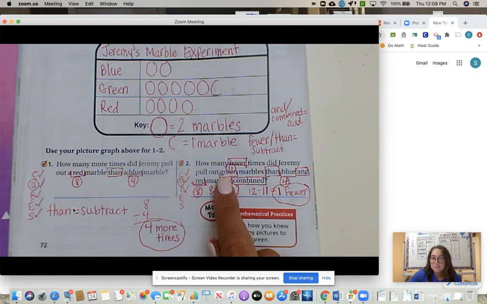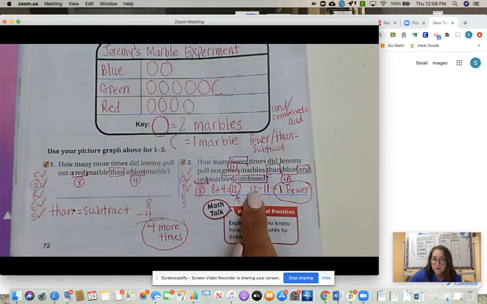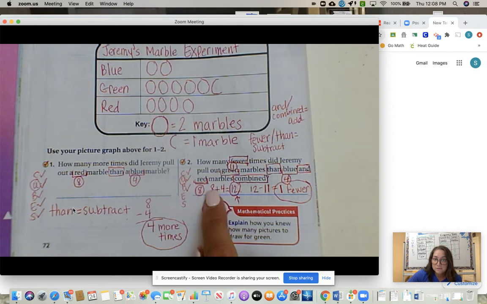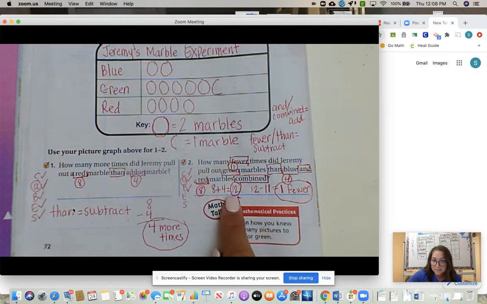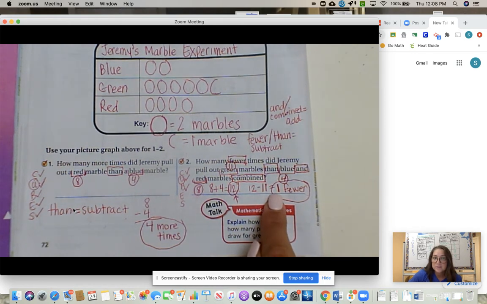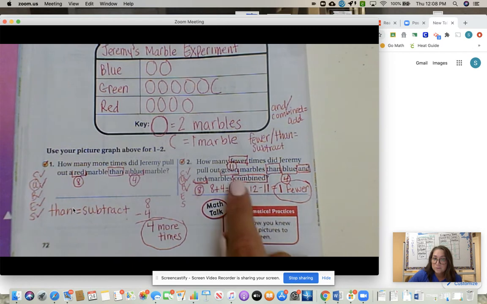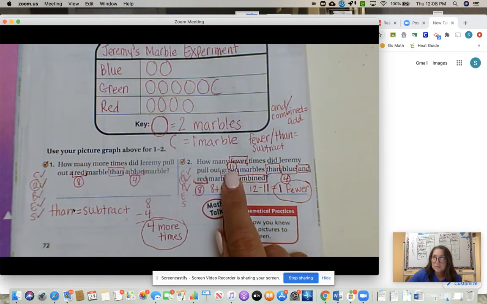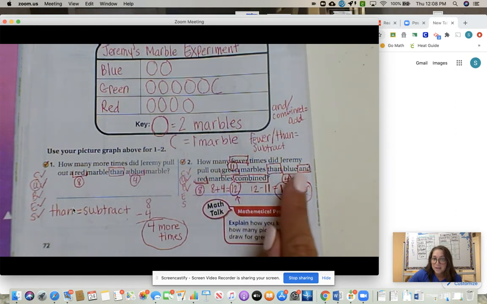Now you're going to subtract 11 from 12. So 12 is both red and blue combined. 11 is just green. So 12 subtract 11 is 1. So there is one fewer times did he choose a green than red and blue together.